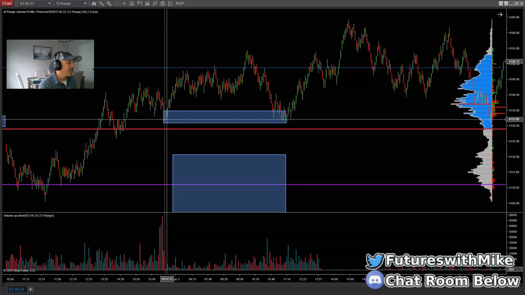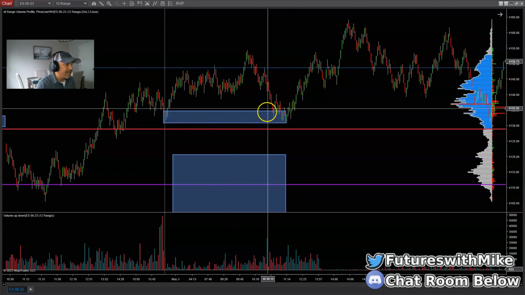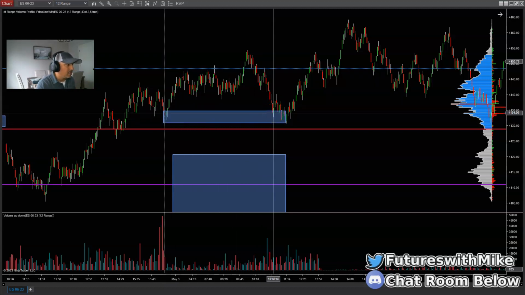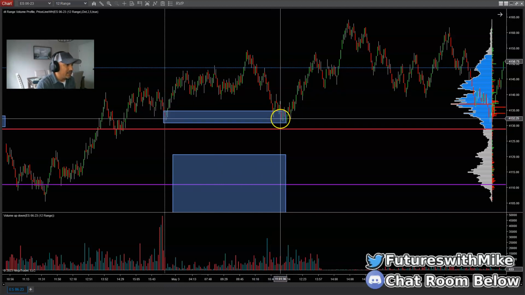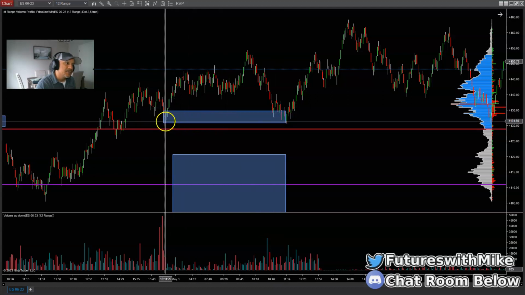I have to see a full candle close, meaning below the body and the wick of a candle. In this case here, it didn't do it. Okay, now it came down, tapped into the zone. And what happened? It bounced and pushed a little lower, but it did not close below.